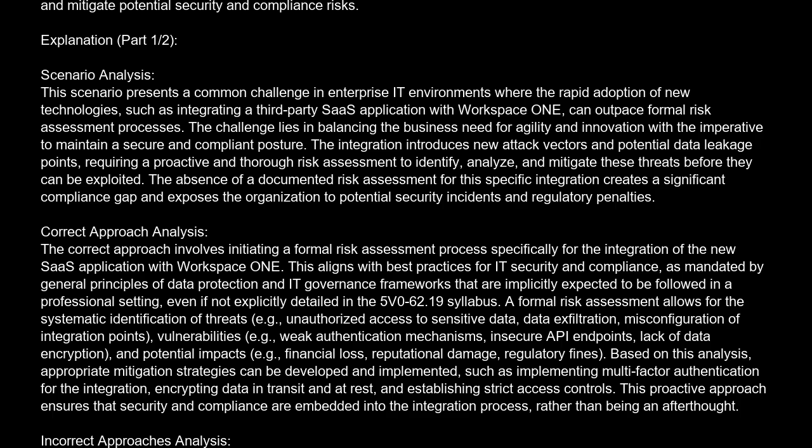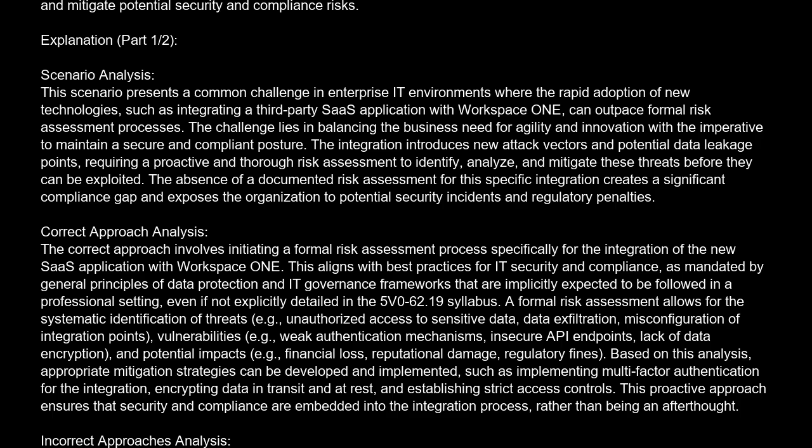Based on this analysis, appropriate mitigation strategies can be developed and implemented, such as implementing multi-factor authentication for the integration, encrypting data in transit and at rest, and establishing strict access controls. This proactive approach ensures that security and compliance are embedded into the integration process, rather than being an afterthought.